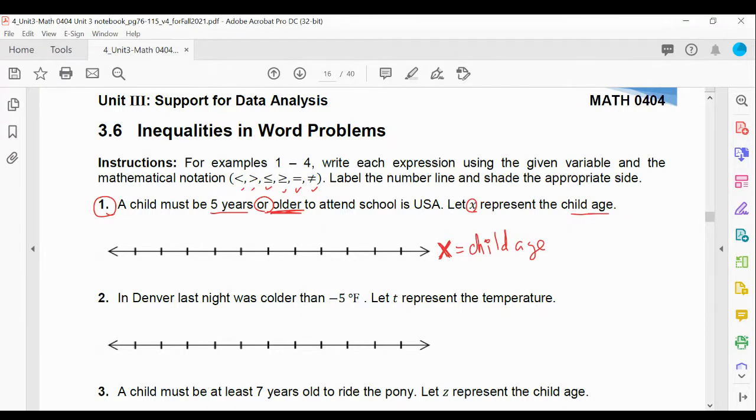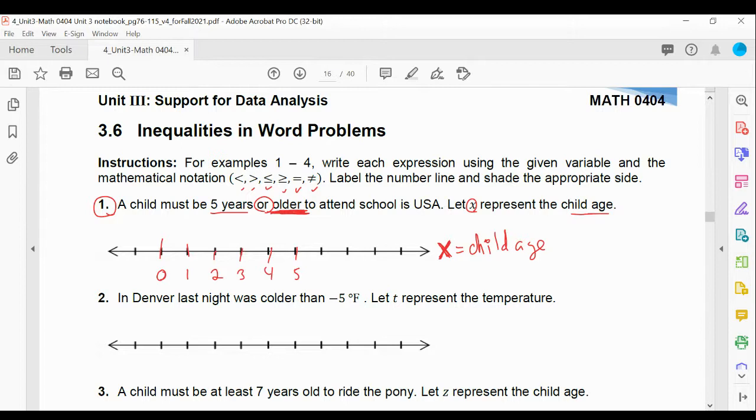So this is a child's age, then they're talking about the child must be 5 years or older. So they can be 5 years and they can also be older. So I can start, let's say, the 0 anywhere on this number line. So if I have 0 here, I can make this tick mark a 1, this one a 2, this one a 3, this one a 4, this one a 5. So label the tick marks so we know if you're counting by 1s, by 2s, by 0.3s. So let us know what your unit of measurement is.